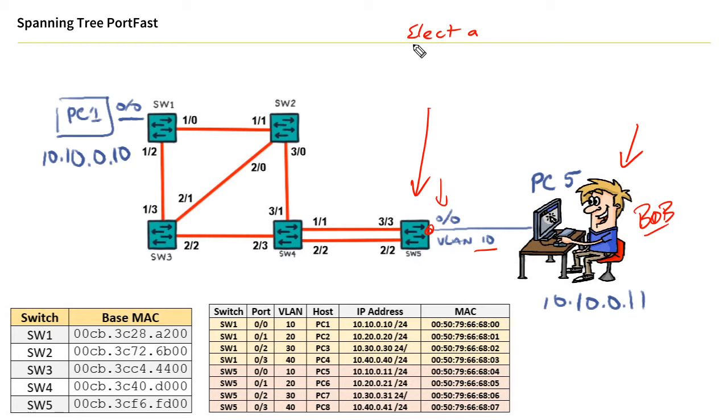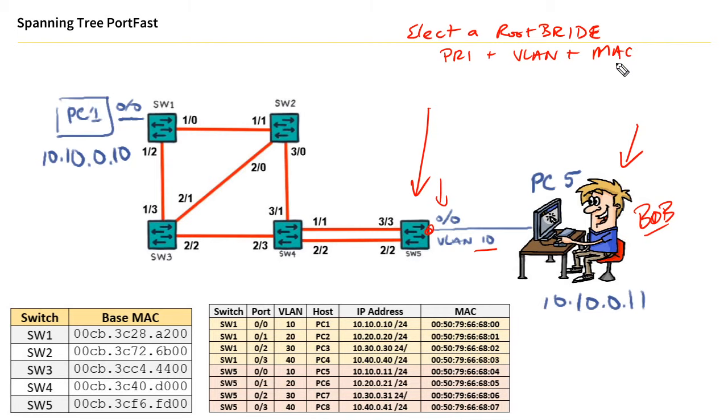That doesn't look right. I guess it is. Elect a root bridge. And that root bridge is elected based on the lowest bridge ID. And the bridge ID is three factors: it's the bridge priority, plus the VLAN identifier, plus the base MAC address. And when I say base MAC address, let me go ahead and take off that last piece there.